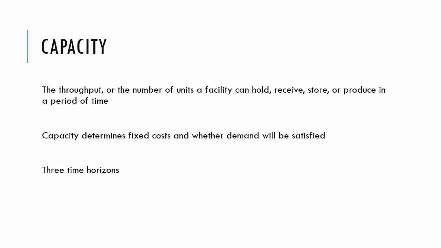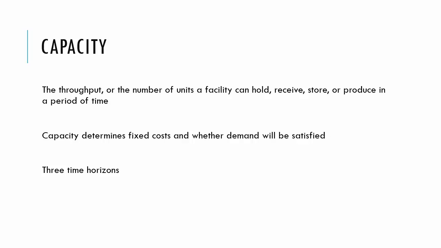In other words, it is a rate of units per time. Capacity also has a very high influence on our fixed costs and whether or not demand will be satisfied. You can think of this as how large a warehouse you built to hold finished goods. The fixed costs associated with a larger warehouse are generally higher. Also, if you have a larger warehouse to hold finished goods, it's more likely that you will have enough of the product to satisfy customer demand.